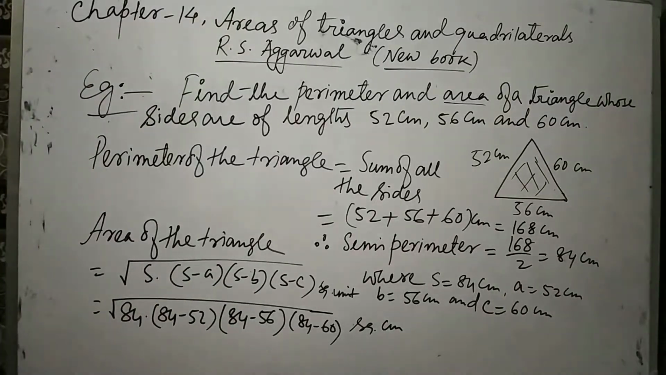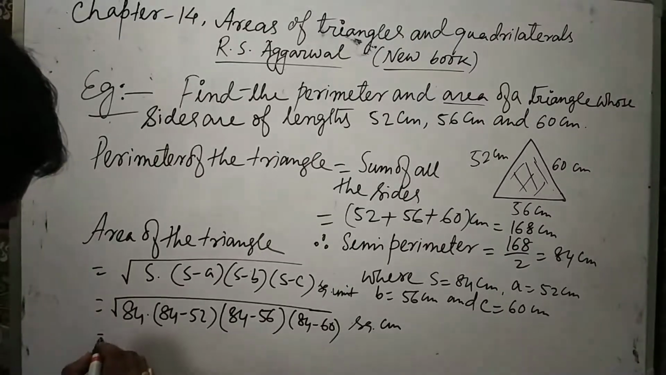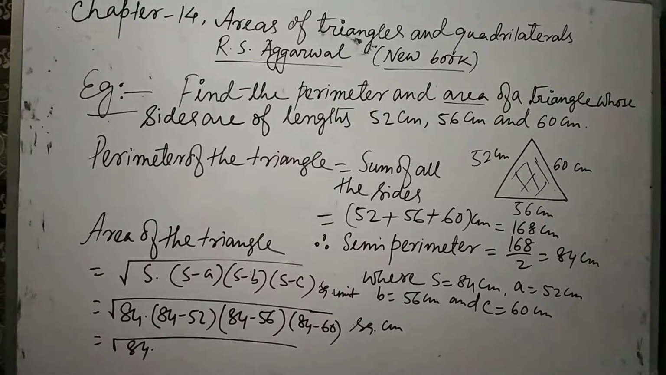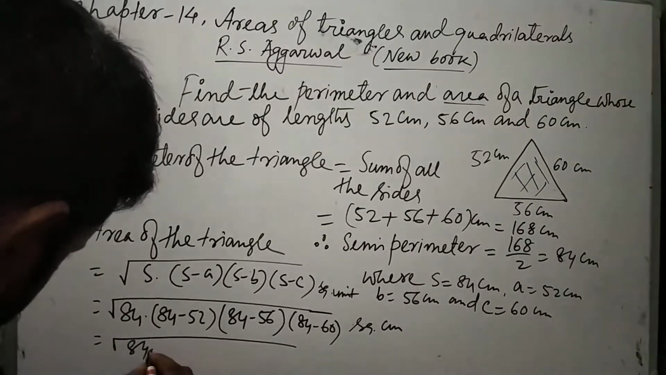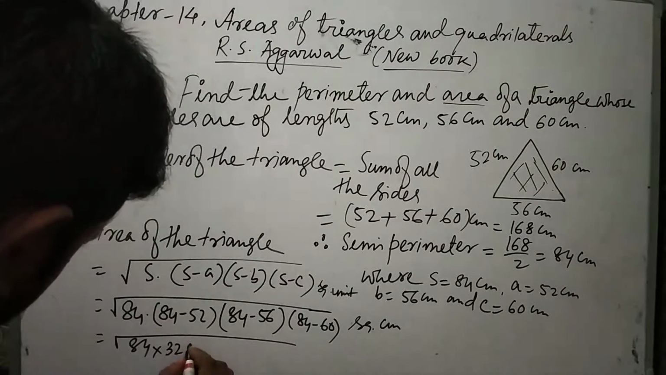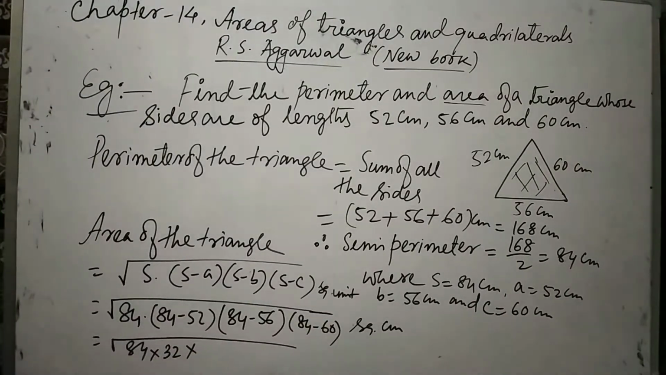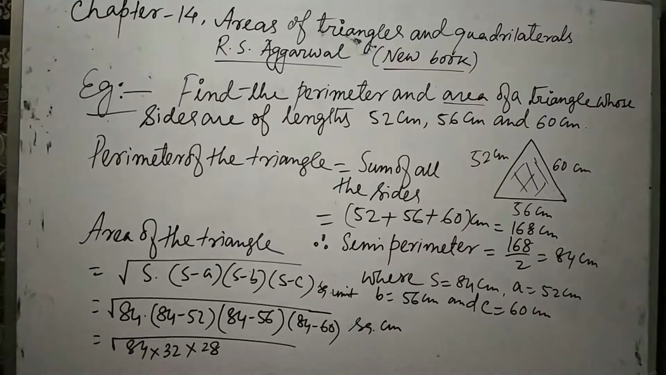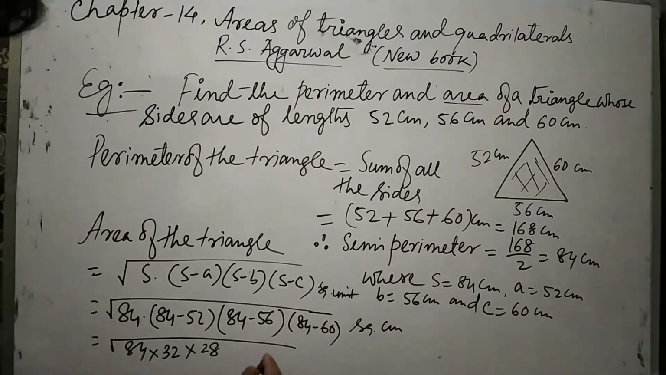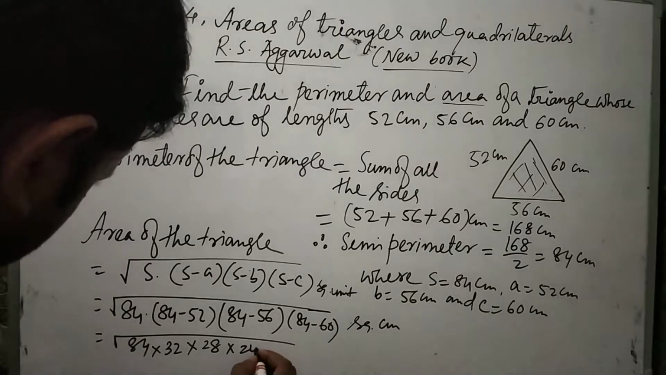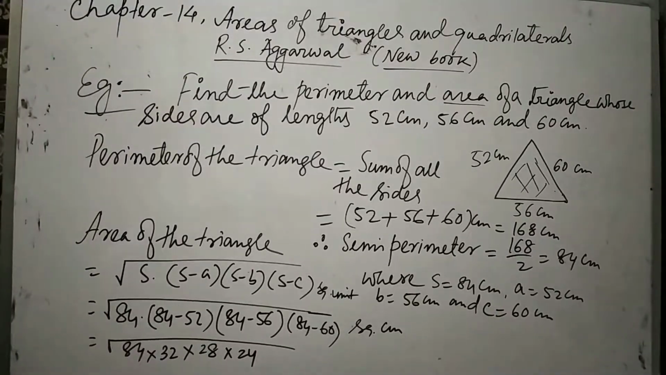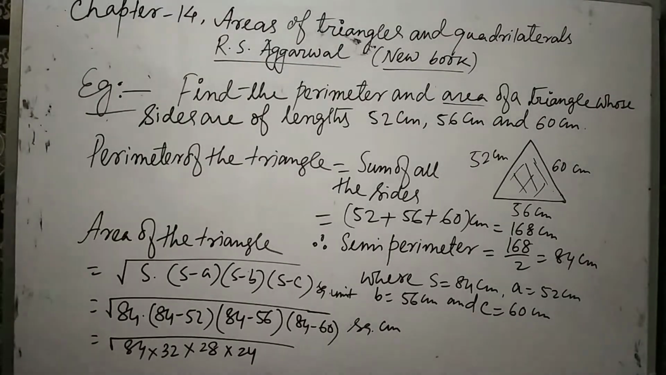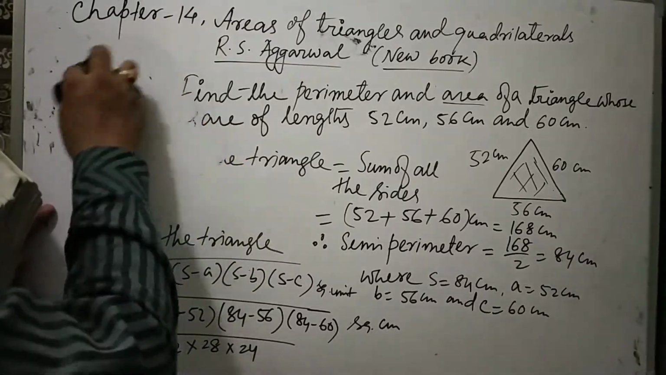Therefore you have to calculate the value of this thing. So it will be root over 84 into 84 minus 52, that will give you 32, 84 into 32 into 84 minus 56, that is 28. Then 84 minus 60, that is 24. As I have less space on the board, I will erase the previous things.